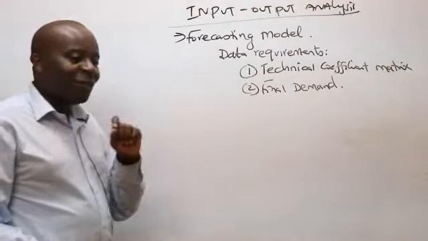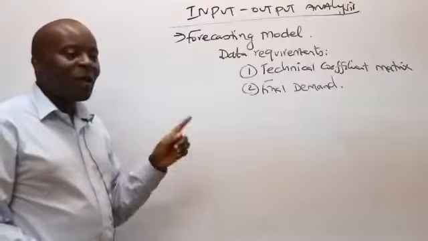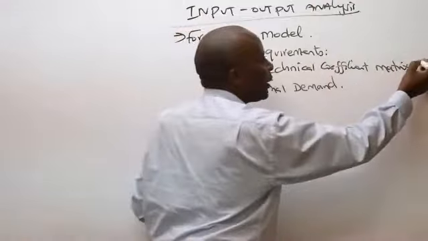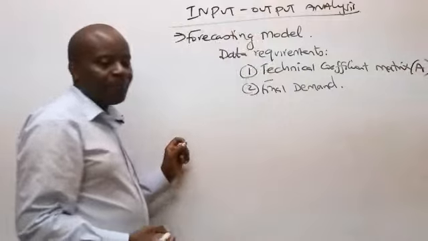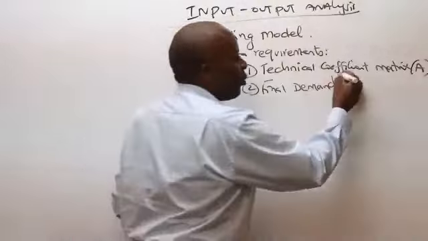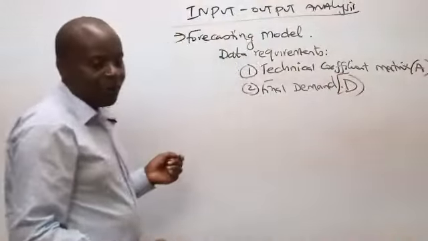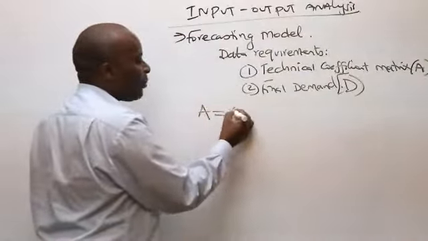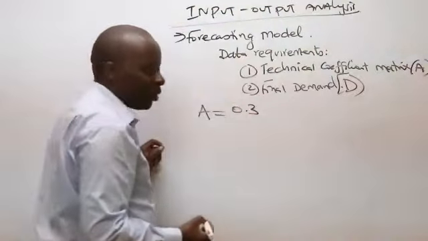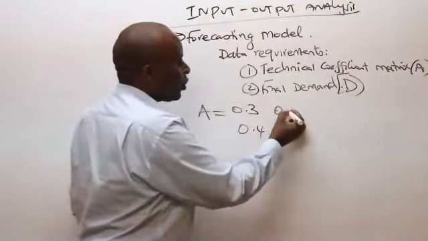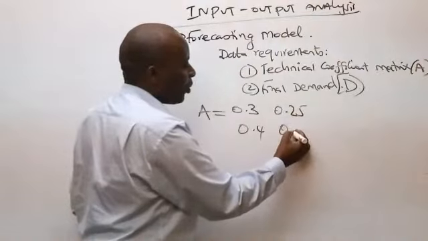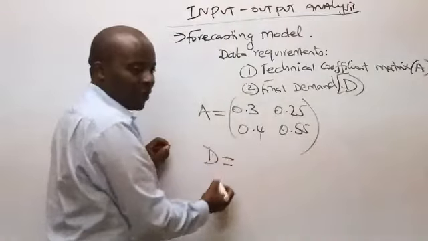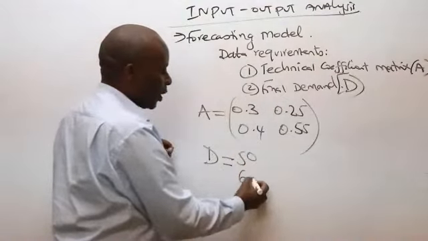Even before I define these things, I want you to know from today that the technical coefficients matrix will always be called matrix A, and the final demand matrix will be called matrix D. Let's look at a situation where A is given to us as 0.3, 0.4, 0.25, and 0.55, and the final demand is given as 50, 60.